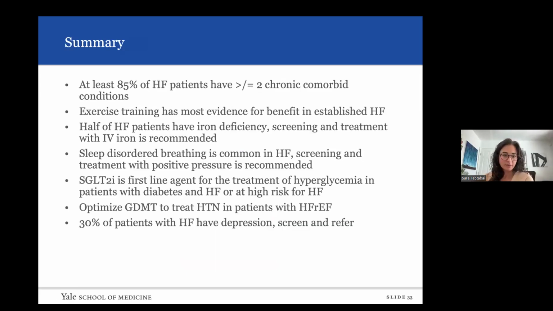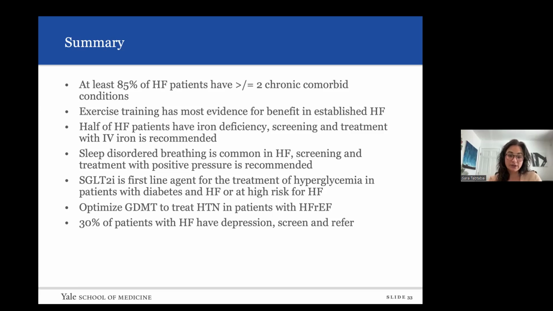So in summary, in the last couple minutes here, at least 85% of heart failure patients have greater than or equal to 2 chronic comorbid conditions that will have effects on their heart failure management and their outcomes. In general, when we think about lifestyle, exercise training has the most evidence of benefit in patients that have established heart failure. When we think about anemia, half of heart failure patients have iron deficiency, so screening and treatment with IV iron is recommended. Sleep disordered breathing is also very common in heart failure. Screening, and I would say having a very low threshold for screening and treatment with positive pressure specifically is recommended.